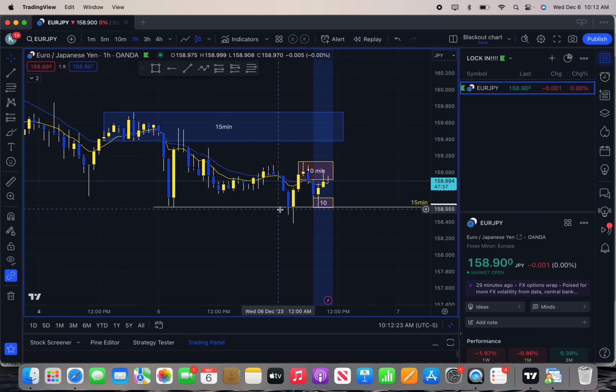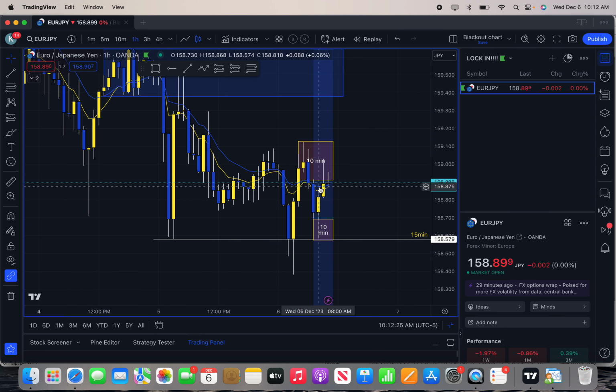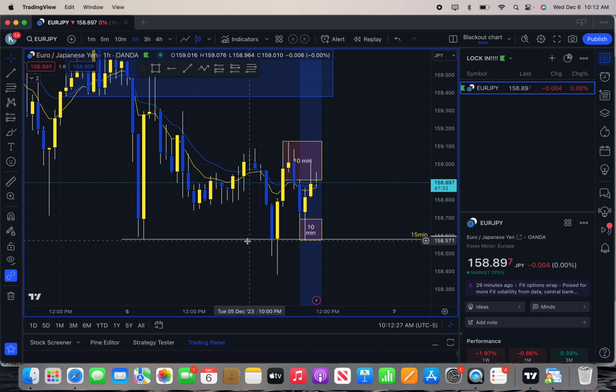However, when it got here, it closed perfectly on it. It didn't break it at all. It closed perfectly on there, and then rejected. So for me, that kind of told me already, okay, price might be looking to push to the upside, or it just needs something else to give it that push to the downside.